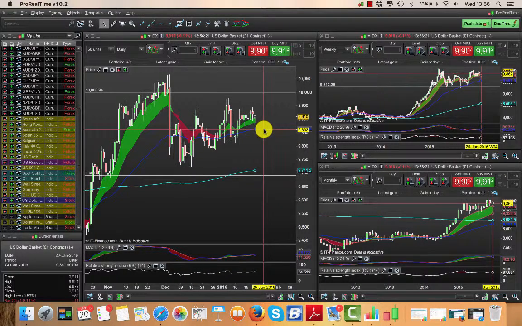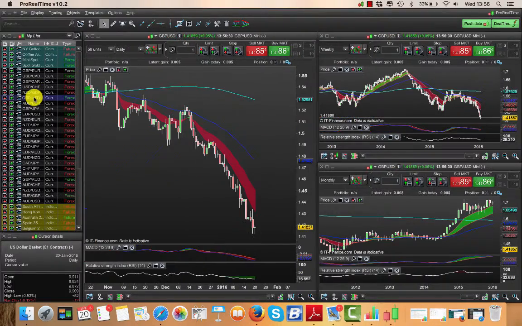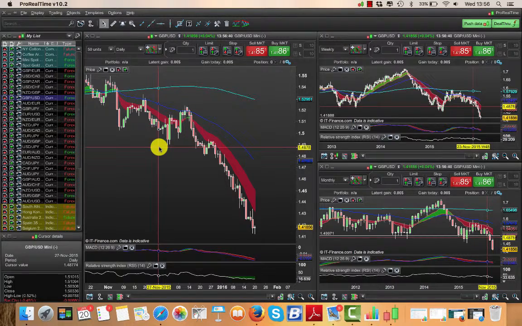So how does that equate to other particular currencies that involve the dollar? If we do look at the British pound, we do know that there has been an exceptionally big sell-off on the British pound, i.e. the base currency, the British pound, has been selling off against the US dollar. Therefore, it's been weakening against the US dollar.